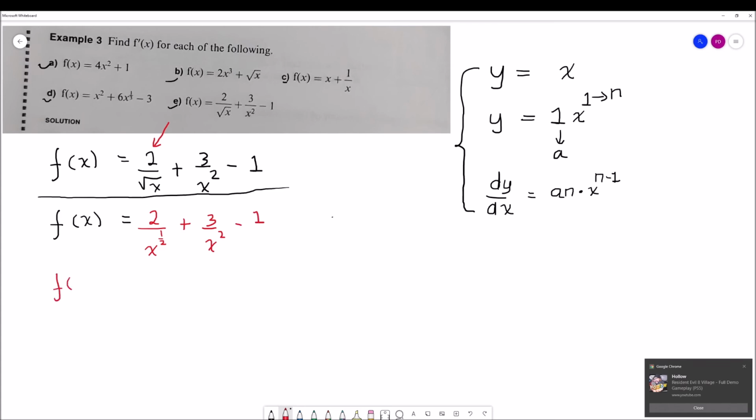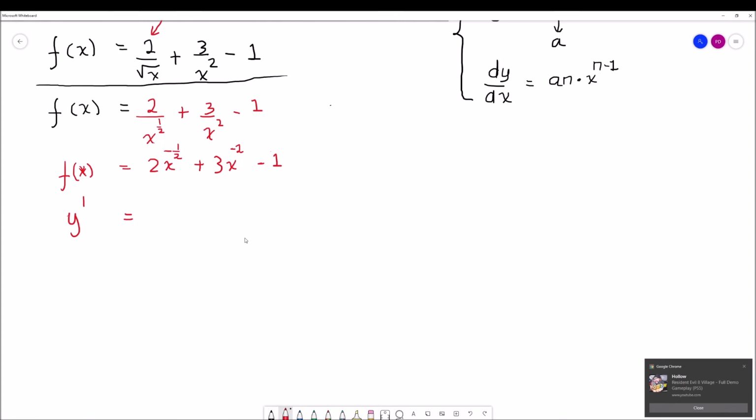Okay, now next step is equal to 2x to the power negative 1 over 2, because if the power goes up, it changes to negative, and plus 3x to the power minus 2, and then minus 1. Okay, now there's no fraction, so there's no quotient rule involved, so don't worry about it.